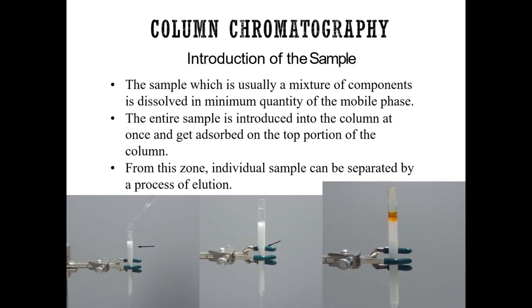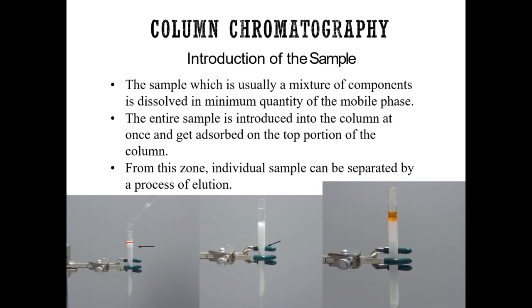Next one, introduction of the sample. After the filling of stationary phase, we have earlier seen two types of packing, that is dry packing and wet packing. Most used packing is wet packing. After packing of the stationary phase into the column, at a certain point, three-fourths of the column is filled with the stationary phase. After that, a cotton plug is placed.